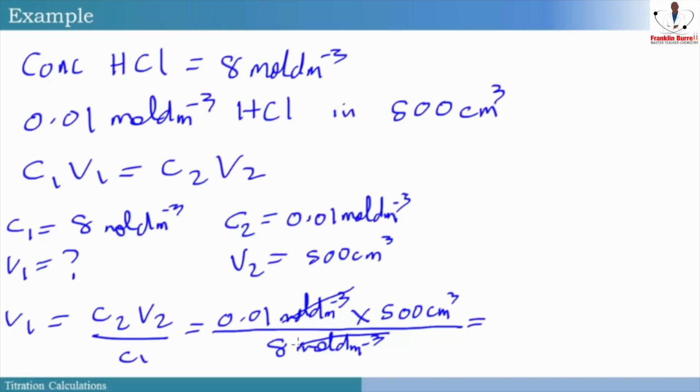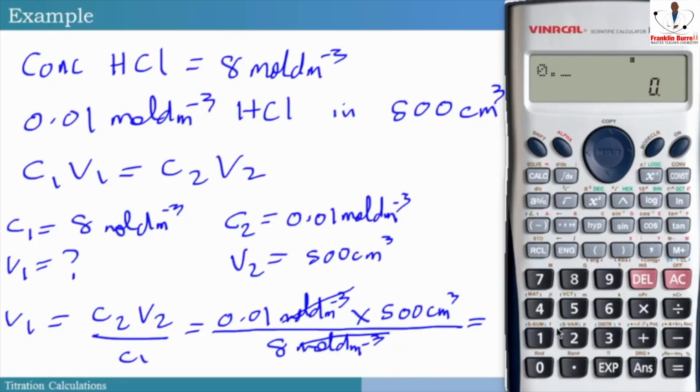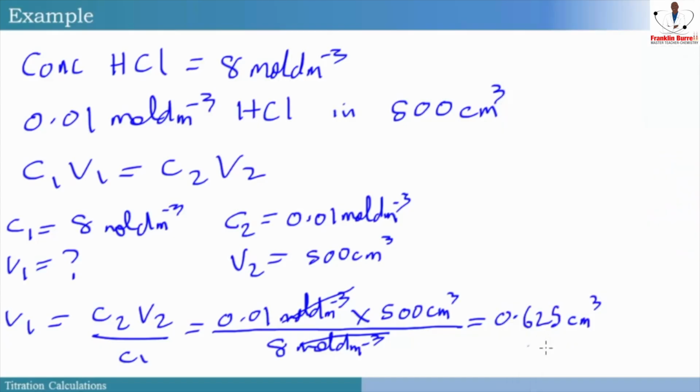So what is the answer here? Let's check. 0.01 times 500 is equal to 5, divided by 8. And that will give us a volume of 0.625 cm cube. Now this is a very small volume to measure. But let's say that we could measure this volume accurately.